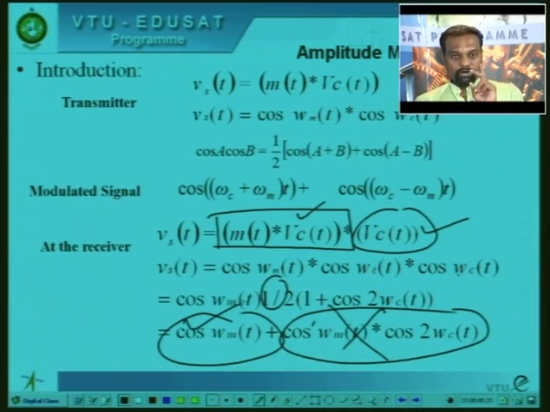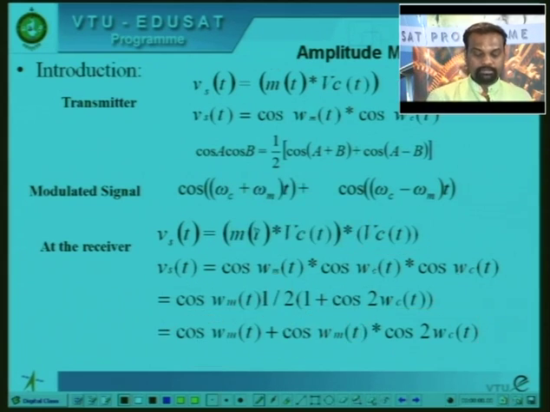So by multiplying with Vc of t at the transmitter, and again multiplying the received signal by Vc of t, we are able to translate a low frequency signal m of t to a high frequency signal, and again get back m of t at the receiver, and that is the beauty of modulation.